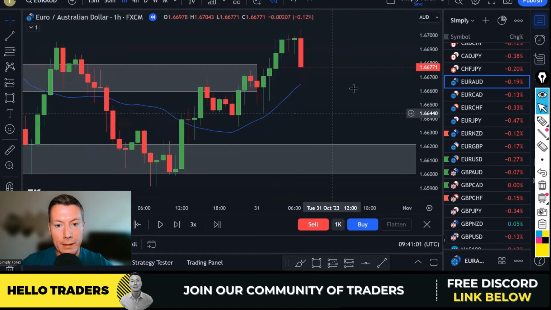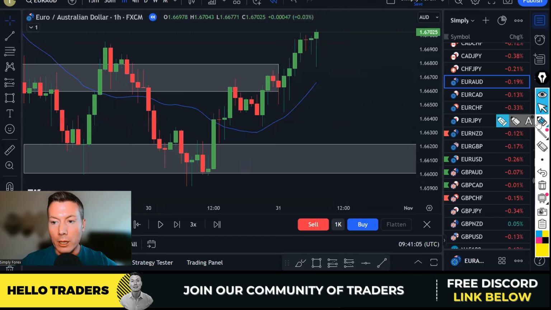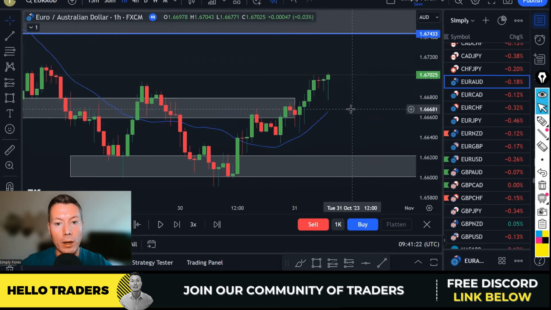And just another thing, as I'm in a trade, I'm looking to manage it. So I've discussed entries, whether you entered down here on the M15, or whether you entered on the H1. That's your decision if you want to be aggressive or a bit more conservative. And now once I'm in the trade, I'm looking to trail the stop loss.